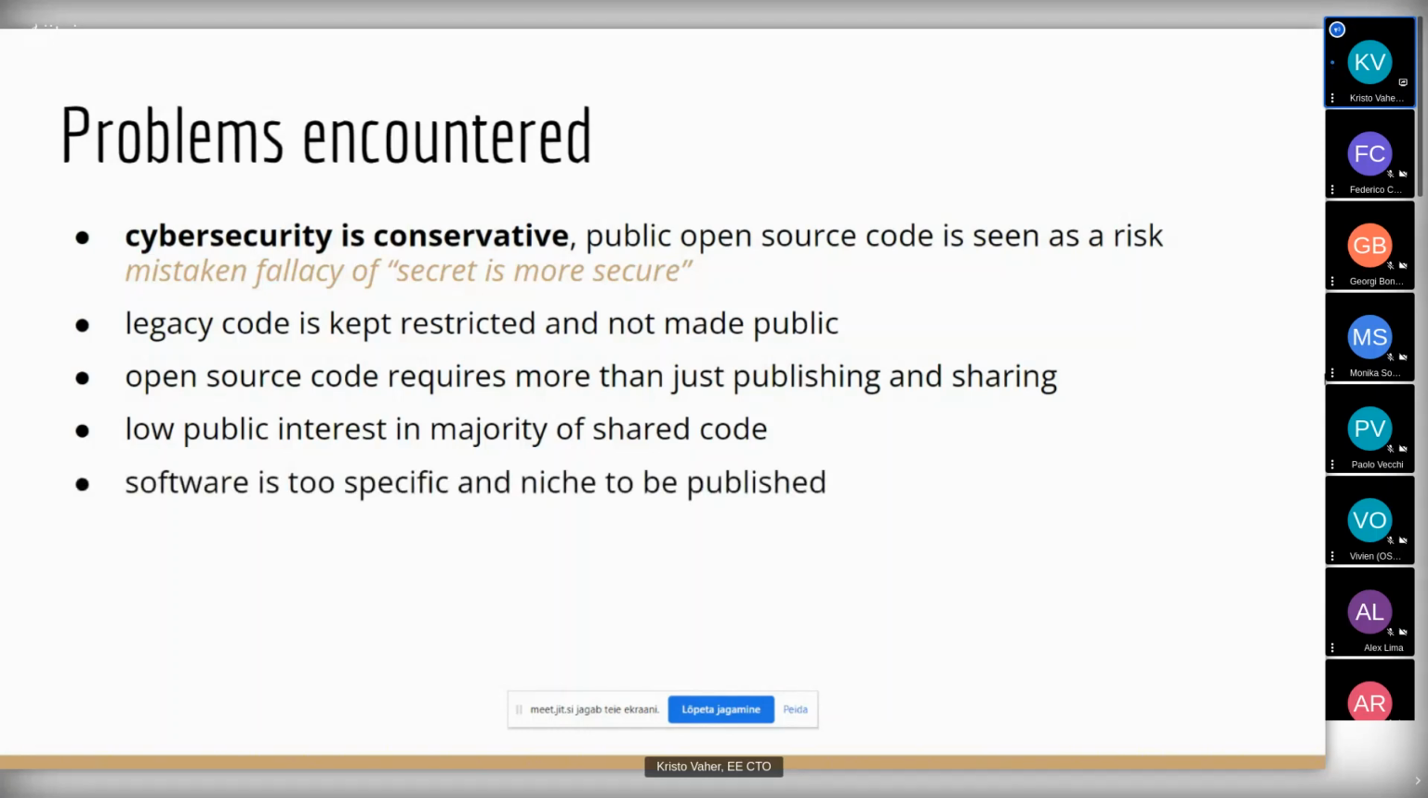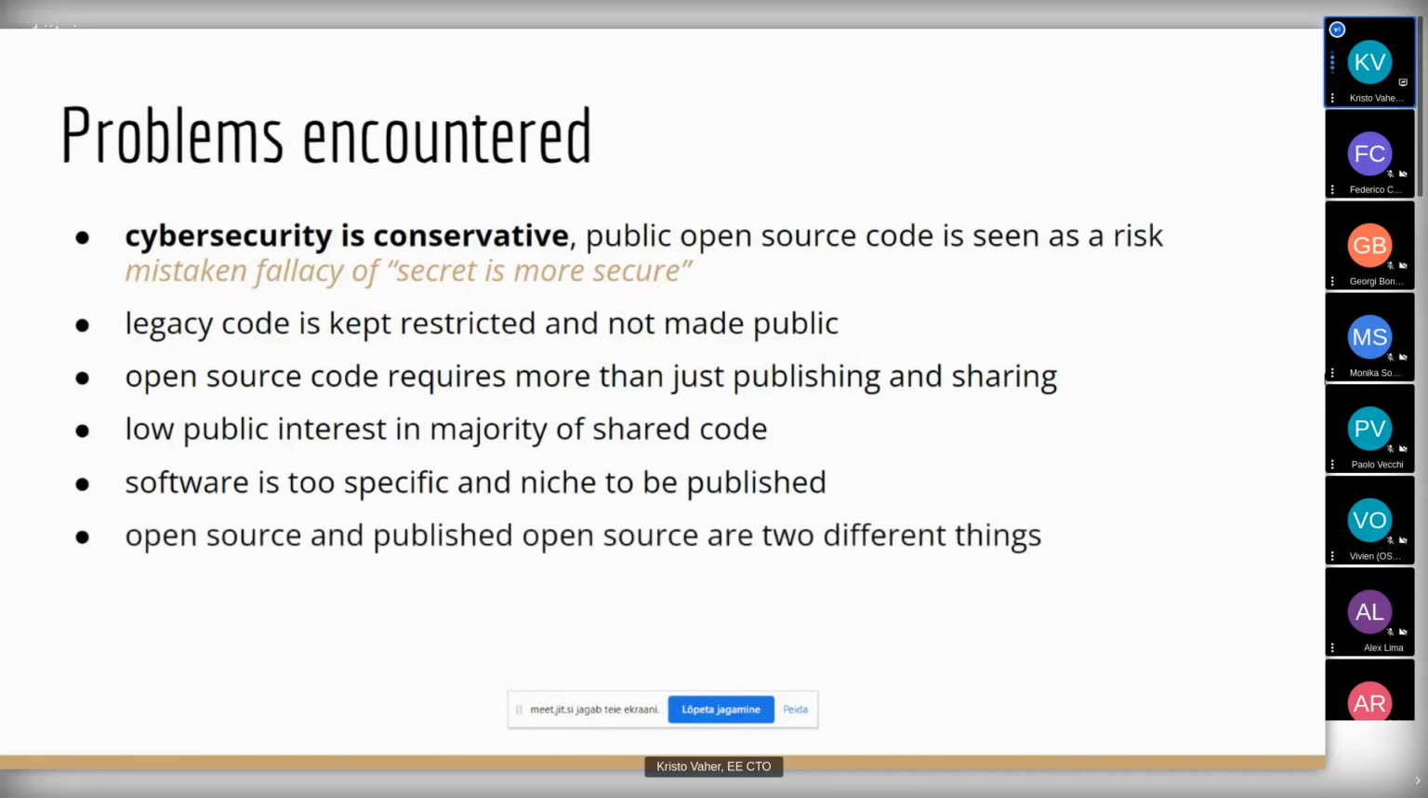Then, as I mentioned, this is actually what I was getting to. That software is too specific and niche to be published. Then open source and published open source are two different things, which reflects on what I said earlier, that the governance model for both needs to be a partner, but they are separate things. And this is something that has been an experience of Estonia as well.